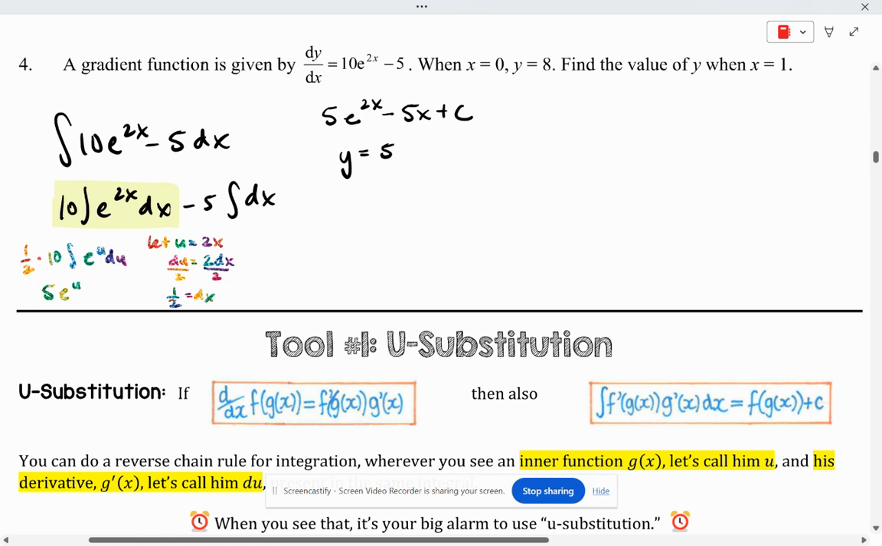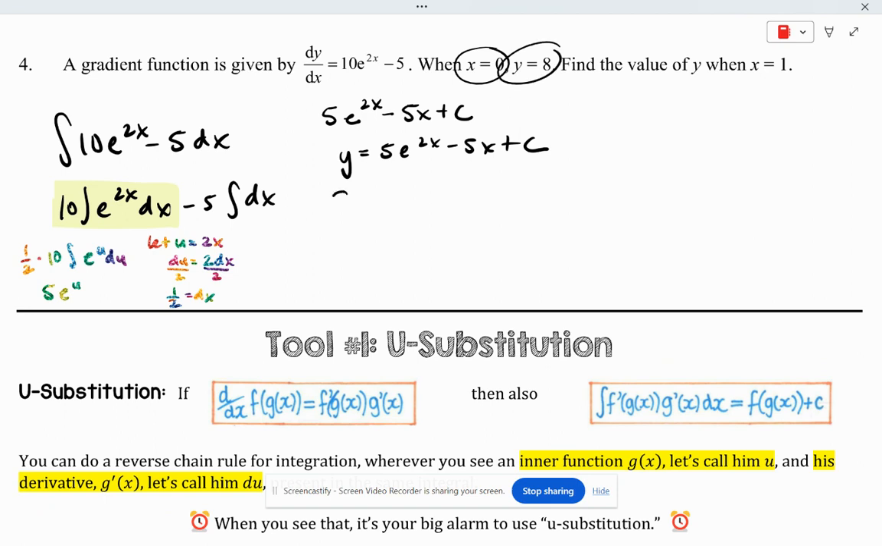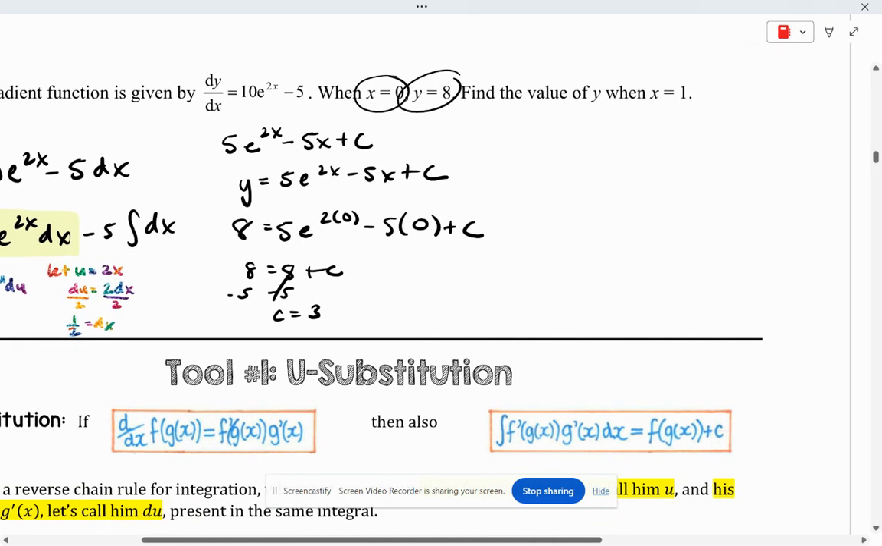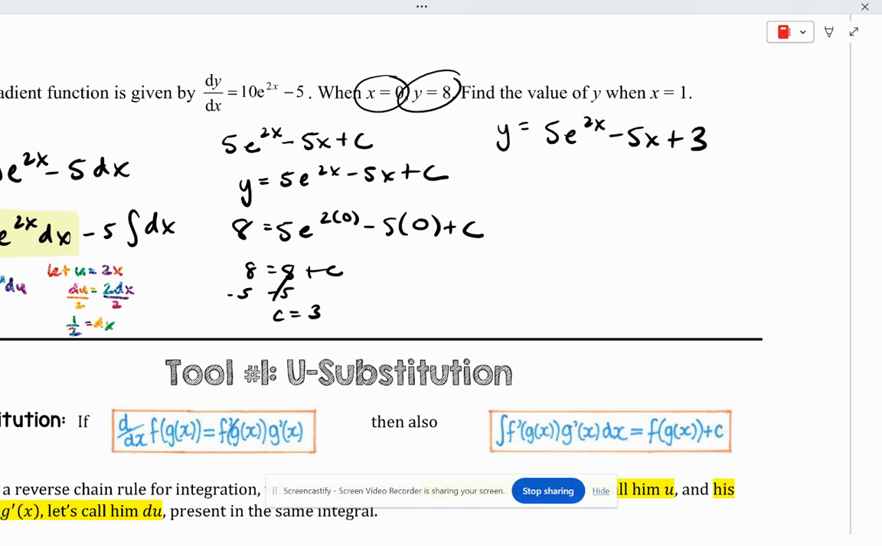So it's kind of like y equals 5e to the 2x minus 5x plus c. So when x equals 0, y equals 8. So let's put the 8 here. 5e to the 2 times 0 minus 5 times 0 plus c. E to the 0 is 1, so we have 8 equals 5 minus 0 plus c. So we have our c. So now let's write the whole equation, right? So we got y equals 5e to the 2x minus 5x plus 3.